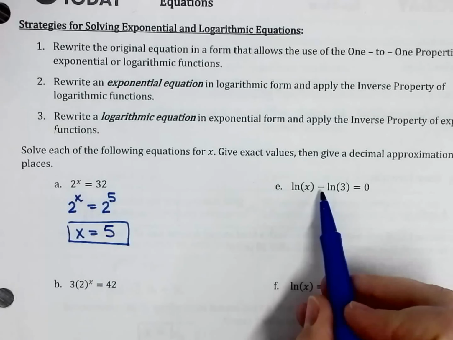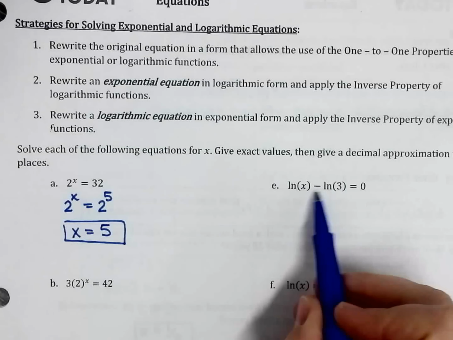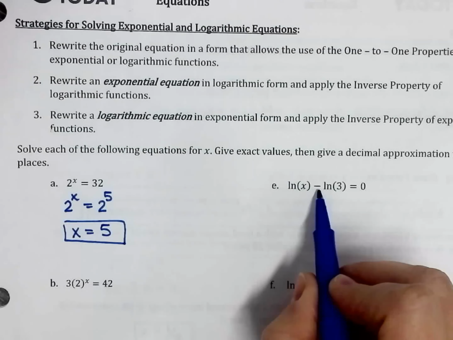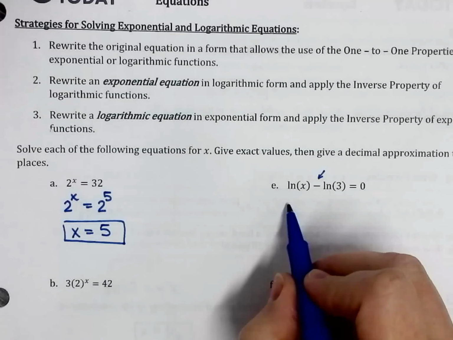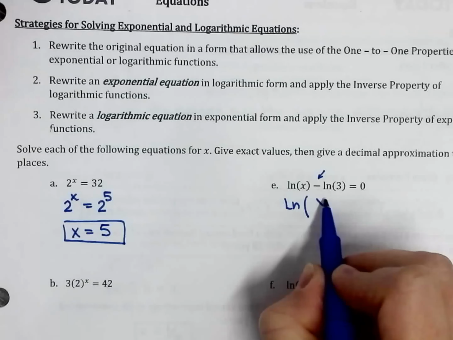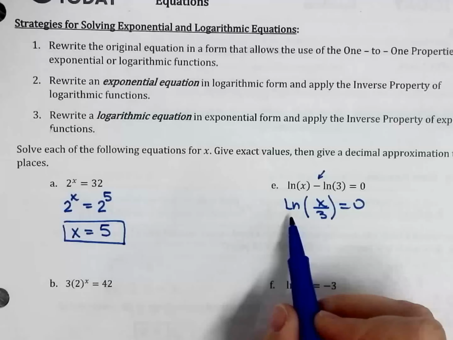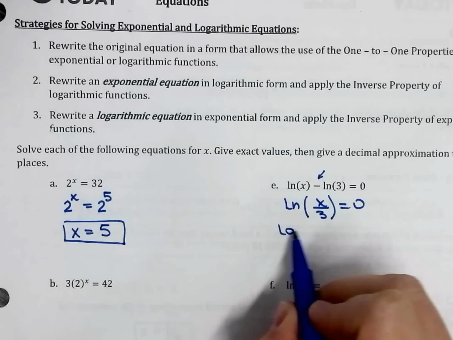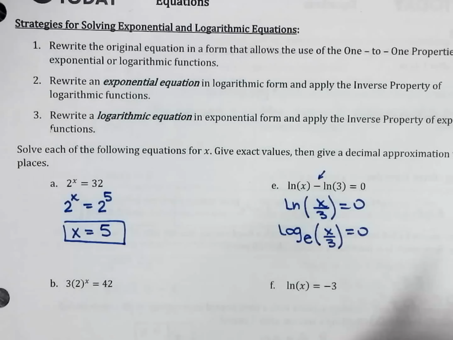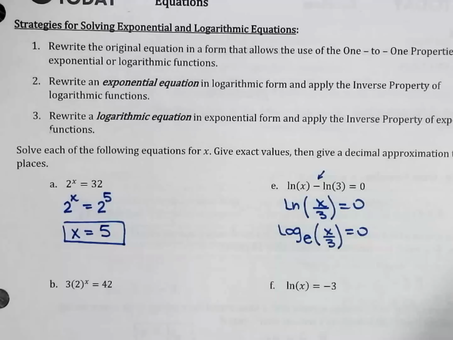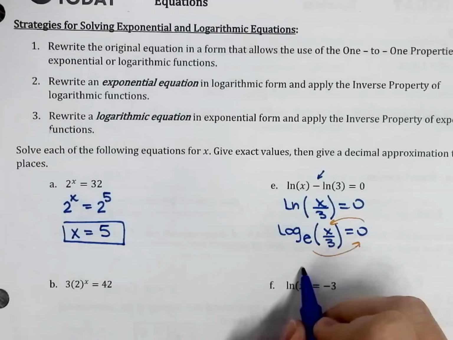Okay, now I'm going to use the properties here to rewrite as a single natural log equation right here. So this minus means I'm going to have to divide the arguments, leaving me with natural log of x over 3 equals 0. I also know natural log is log base e. So I just rewrote that. So now I'm ready to rewrite this in exponential form so I can solve.